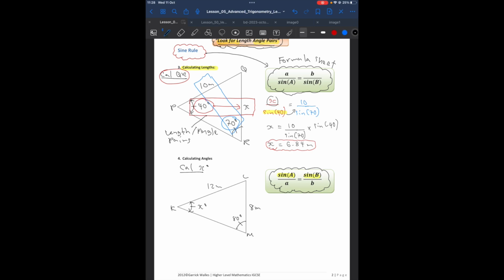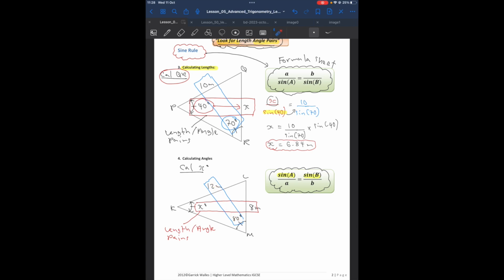We do what we did before. We identify the length angle pairs. So you can see that the x degrees is opposite the 8 meters. So that is one of your length angle pairs. The other length angle pair will be the 80 degrees and the 12 meters. The 80 degrees is directly opposite the 12 meters, so that's what we call a length angle pair.